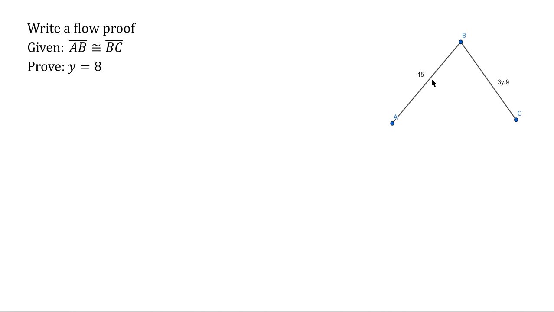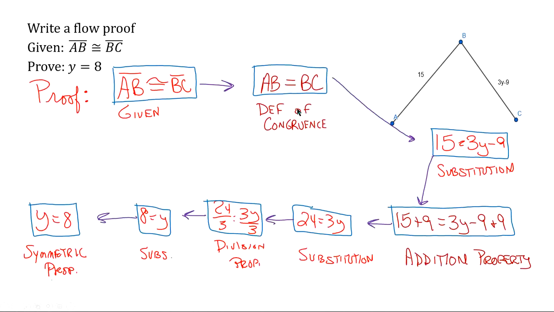I know you've already done the proof. So if that is true, this is what we have to do: 3y minus 9 equals 15. Then we're just going to go through and solve that equation. So here's the proof all drawn out. You started with your given, AB equals BC from the definition of congruence.